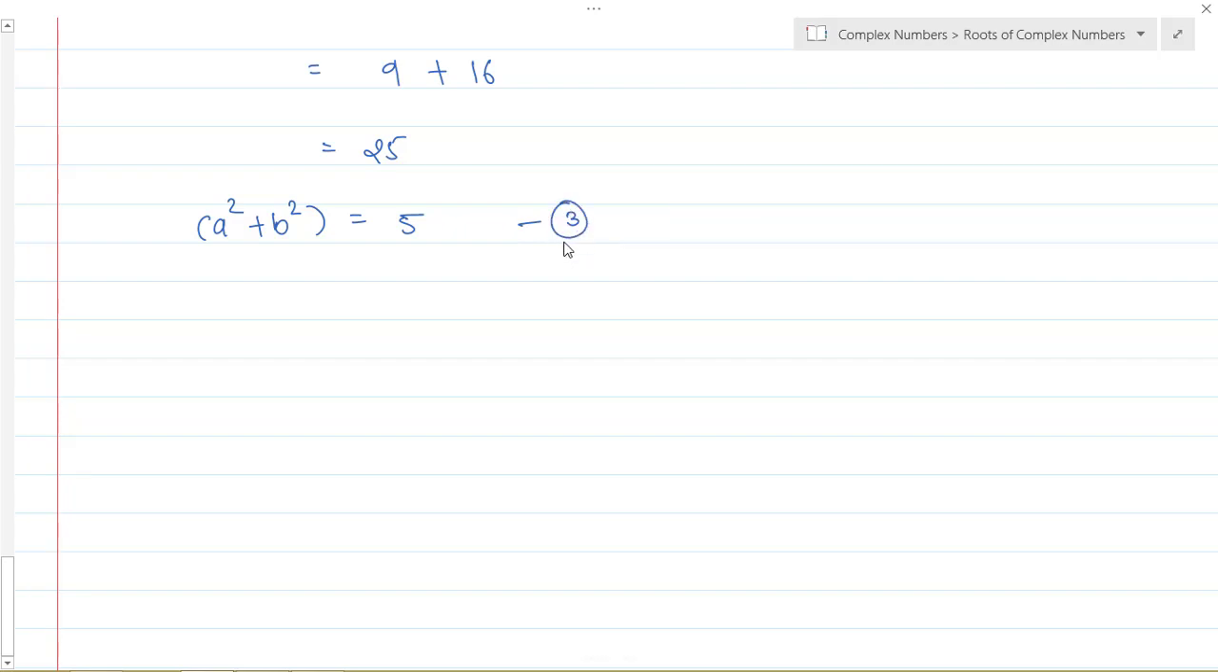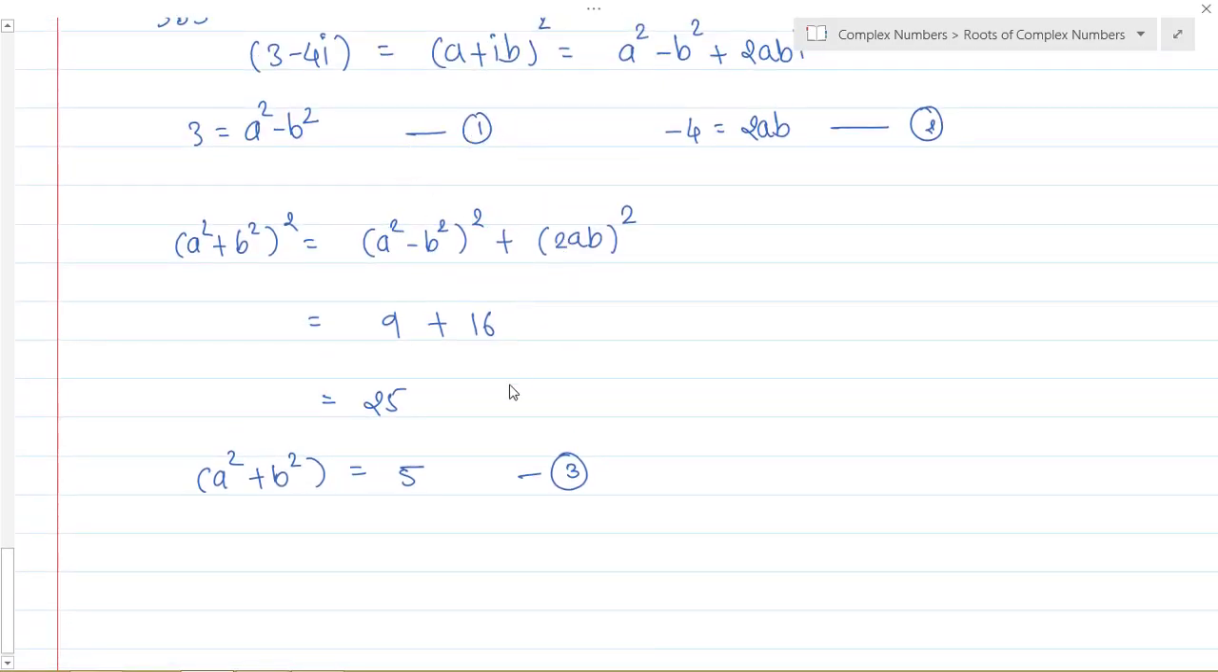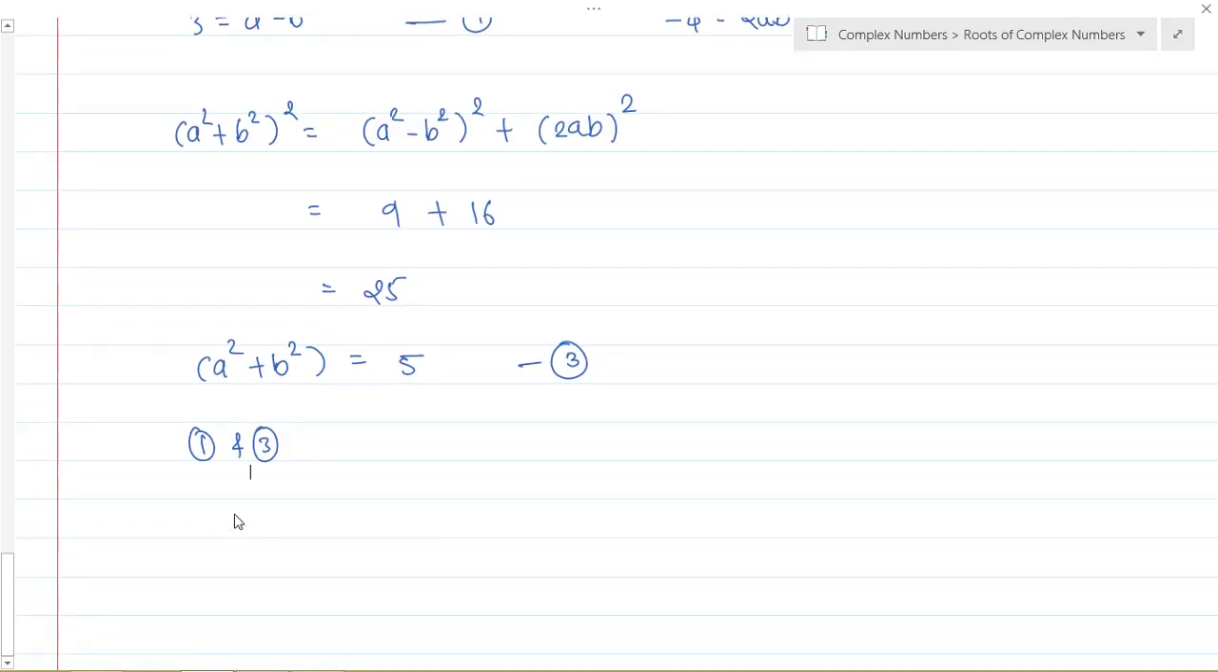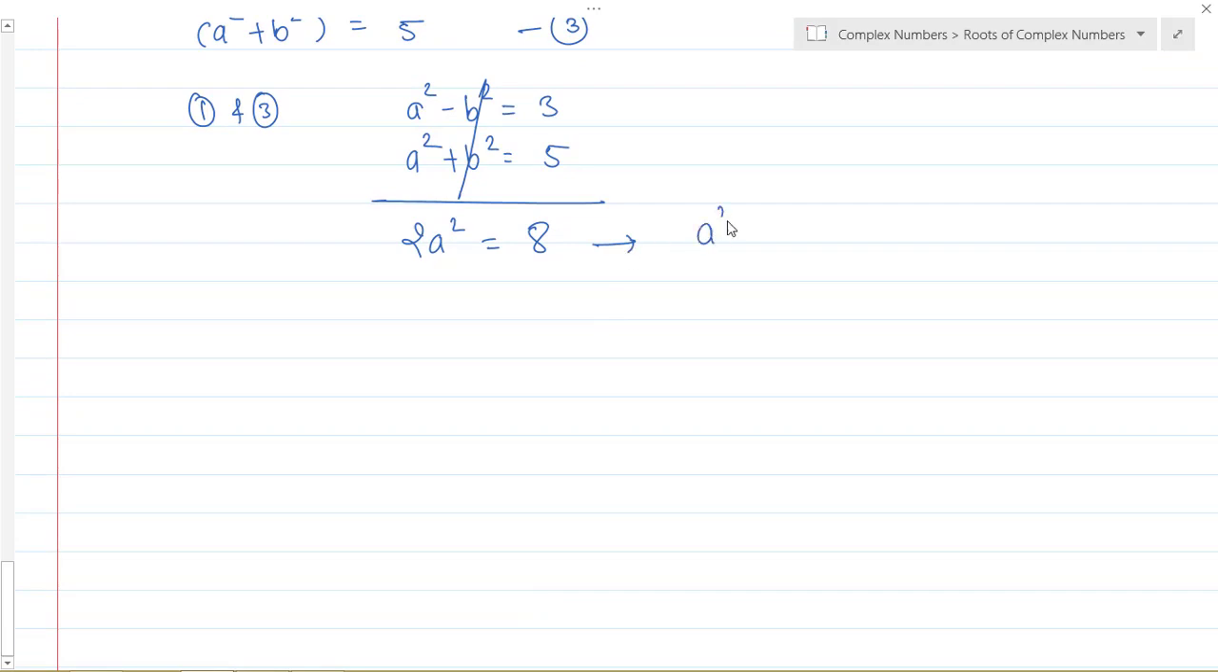So let's solve equations 1 and 3. Solving equations 1 and 3, what will we get? a square minus b square is equal to 3, and a square plus b square is equal to 5. So b square cancels, and 2a square is equal to 8. This implies a square is equal to 8 by 2, which is 4. This implies a is plus or minus 2.